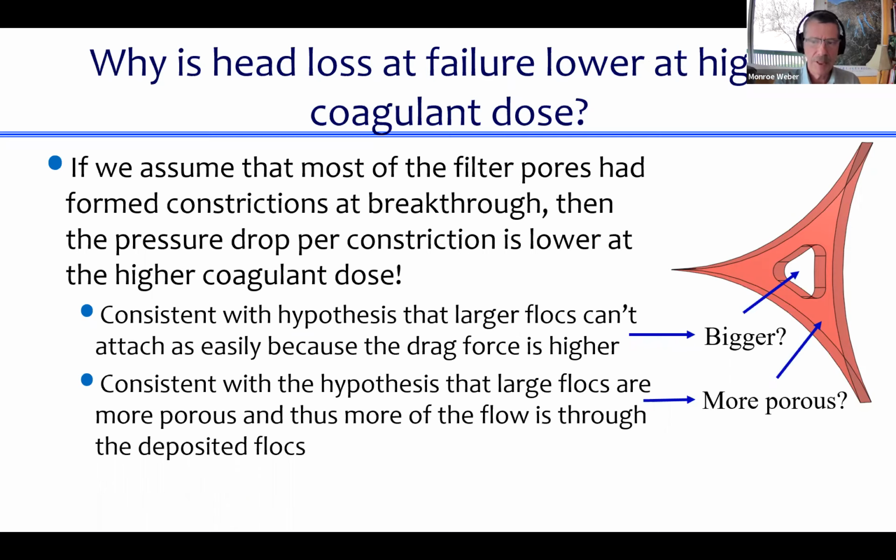And that's consistent with the hypothesis that larger flocks can't attach as easily because the drag force is higher, and the flocks were bigger because there was more coagulant added, and so in the flocculator they grew larger. It's also consistent with the hypothesis that large flocks are more porous, and thus more of the flow is through the red part of this constriction. It's through the deposited flock. So who knows what's going on here? Both things are possible. It's just very intriguing.